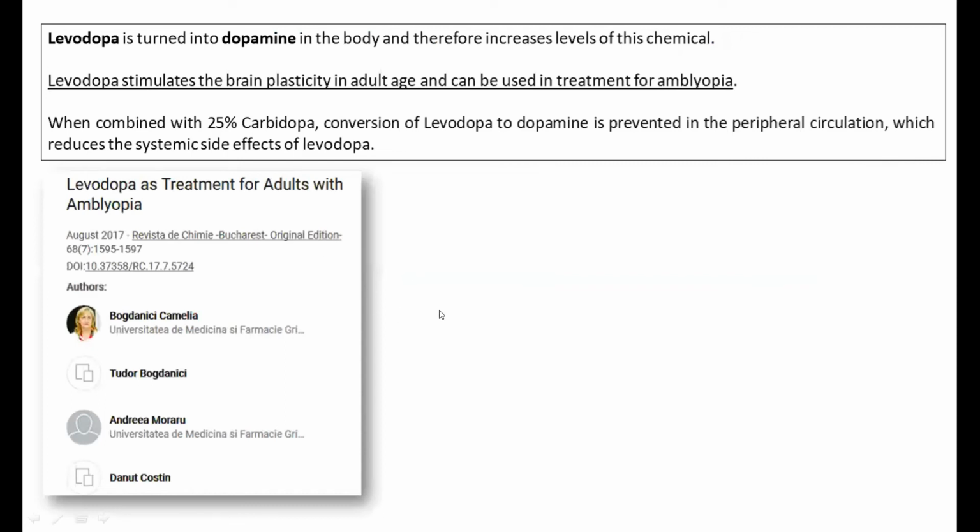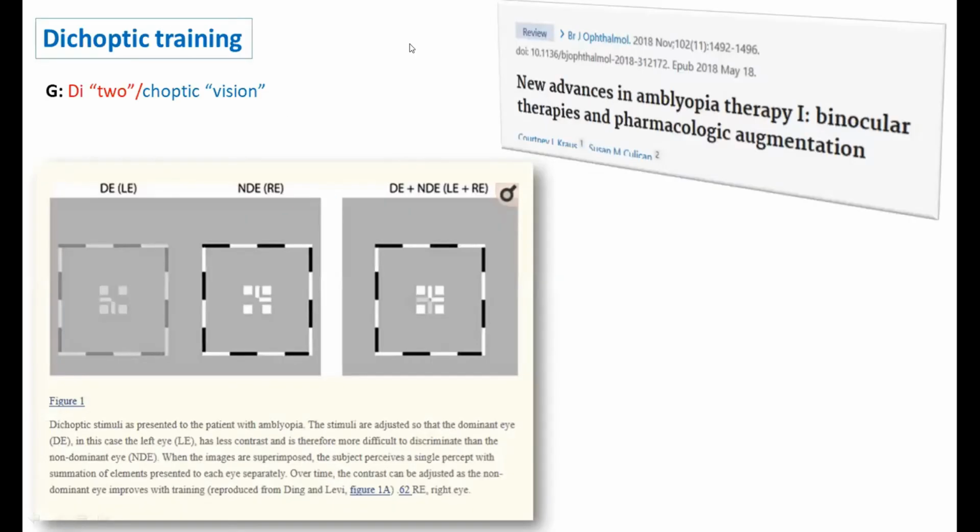But again, here is the other side. Some people are talking about improvement by L-dopa. Dichoptic treatment, you can Google it and check YouTube. You will find a lot of materials like articles and videos talking about dichoptic treatment or training. From the etymological point of view, di means two, because each eye sees a picture from a different perspective. Generally, it is a kind of stimulation of the amblyopic eye while both eyes are open. So that's why it's called binocular treatment.